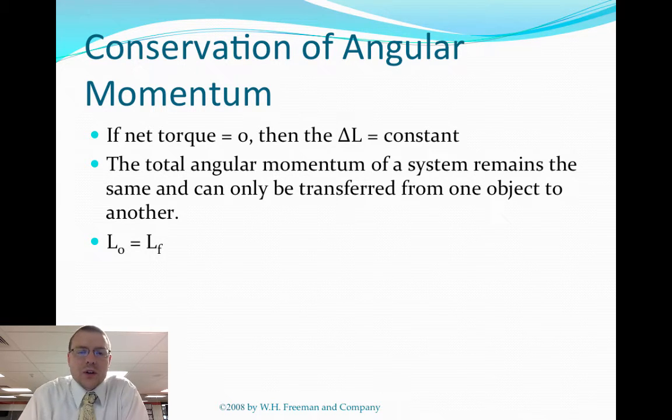So we're going to use conservation of angular momentum to understand why the gyroscope does a couple more strange things, and we're going to look at solving problems when you want to conserve angular momentum.